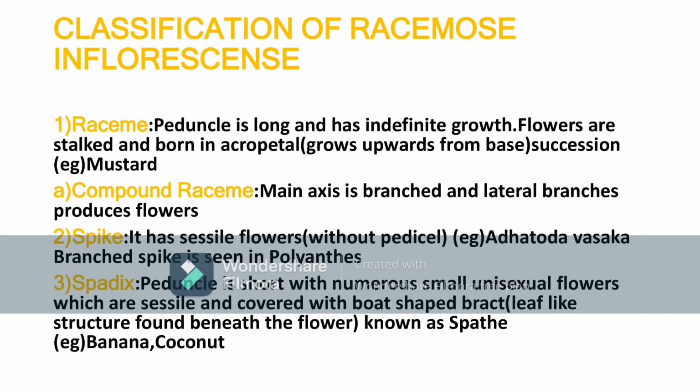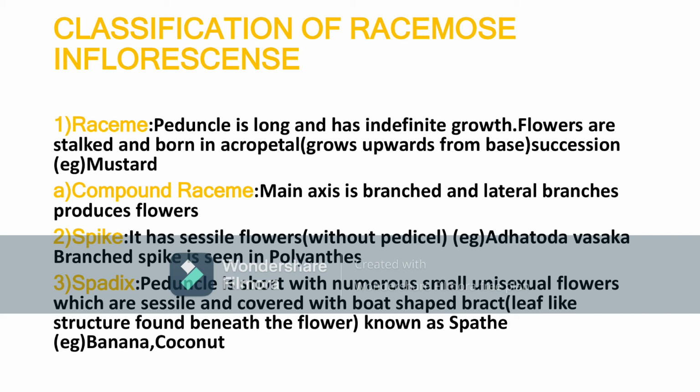First we'll see about raceme. The peduncle is long and has indefinite growth. Flowers are stalked and in acropetal succession. Example: mustard, radish. This raceme, which comes under racemose, is further classified into compound raceme. The main axis is branched and lateral branches produce flowers.